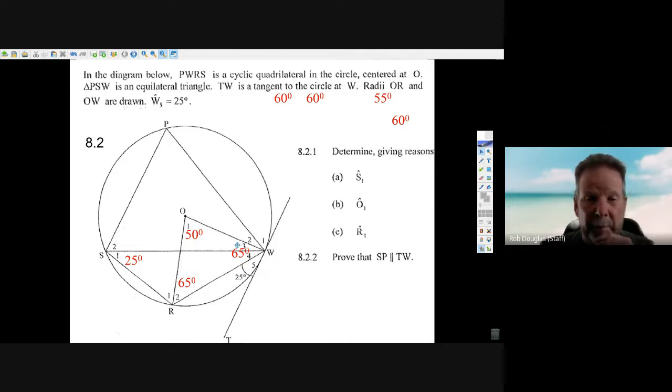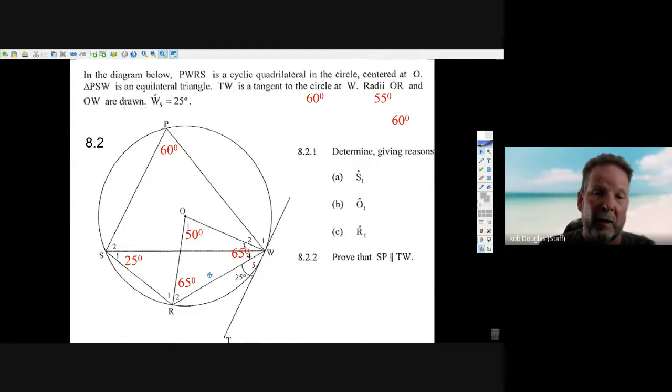Now they want you to prove that SP is parallel to TW. Well, we have to figure out R1. Sorry, we're going to figure out R1. Well, this is an equilateral triangle. That means all the angles in triangle PSW are 60 degrees. That means angle P is 60 degrees because it's an equilateral triangle. Oh, and we know that these 2 are 65. Oh, we were trying to figure out R1.